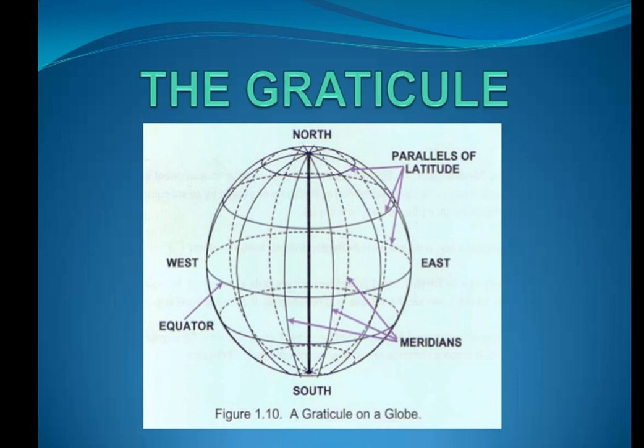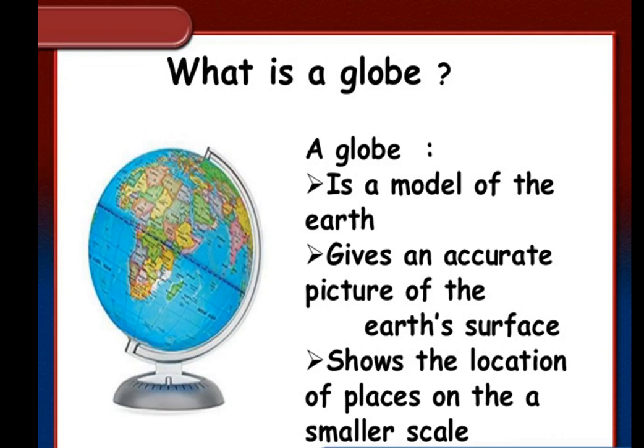See, the parallel of latitude, which is the north and the south point, is given. East and west points are also given, and the equator line is given, and the parallels of latitudes and the meridians. So this network of lines is known as a graticule.